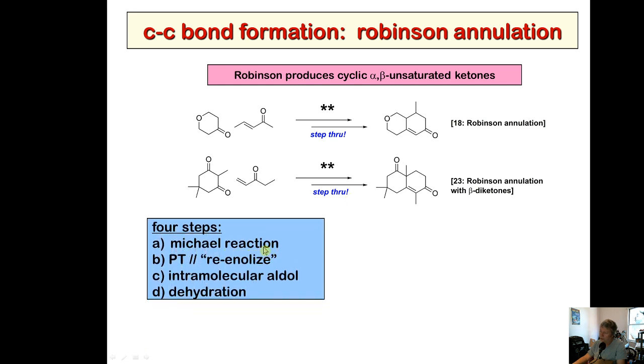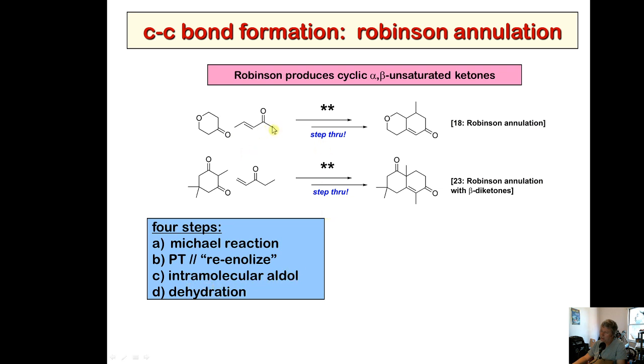First, you do a Michael reaction, and that basically means with a base. Base takes proton, makes an enolate. Now you've got an enolate. That's still kind of step A. And then the next step is the enolate attacks. That's also step A. And then thereafter, it's proton transfer, re-enolize. That essentially just means the enolate was on one side, you just move it to the other side, right? So you have a new enolate, and then you're ready for your intramolecular aldol.